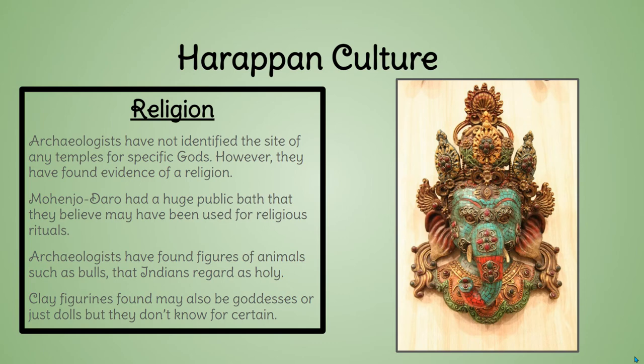Mohenjo-daro had a huge public bath that they believe may have been used for various religious rituals. Archaeologists have also found figures of animals, such as bulls, and we know now that the Indians regard those as very holy. Clay figures, such as the one pictured here, have been found, and they think that they may be goddesses or maybe just very elaborate dolls, but they really don't know for certain.